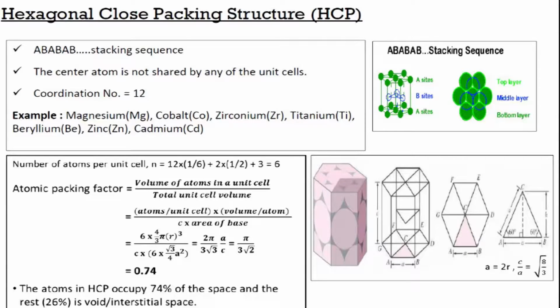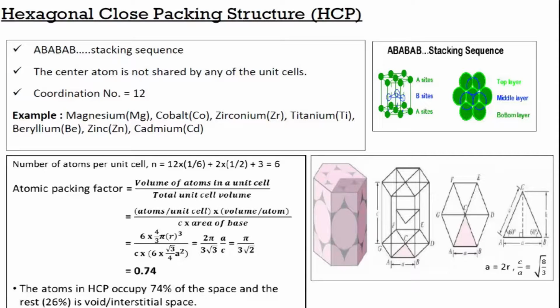So, that means this is the densest, most dense stacking sequence. Materials which show this are magnesium, cobalt, zirconium, titanium, beryllium, zinc, cadmium, like that. Interestingly, some of these materials are also very high in terms of density. For example, titanium is much more dense than steel itself or iron.